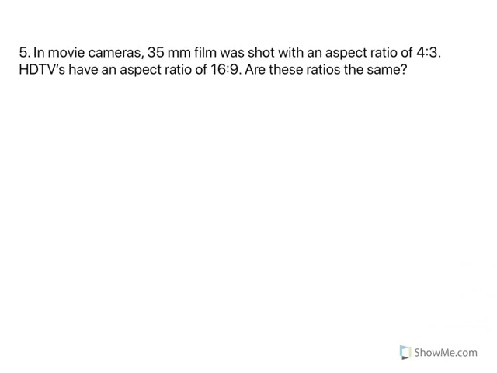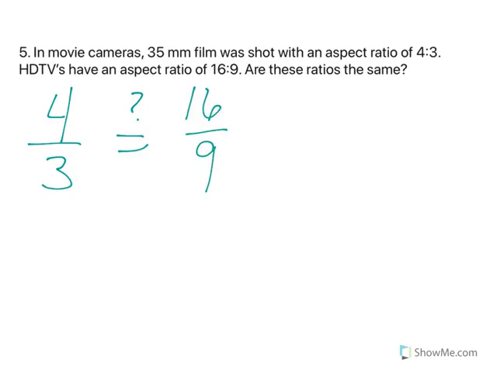In movie cameras, 35mm film was shot with an aspect ratio of 4:3. HD TVs have an aspect ratio of 16:9. Are these the same? So they're saying, is 4/3 the same as 16/9? That's the question. Well, in order for these to be the same, basically that means if I would reduce this fraction, I would get 4/3.